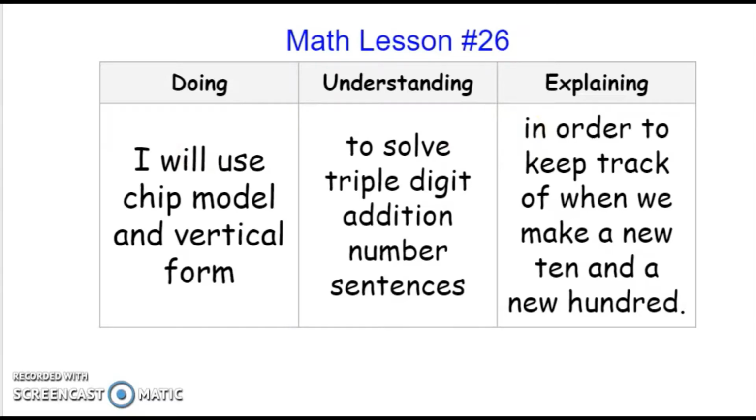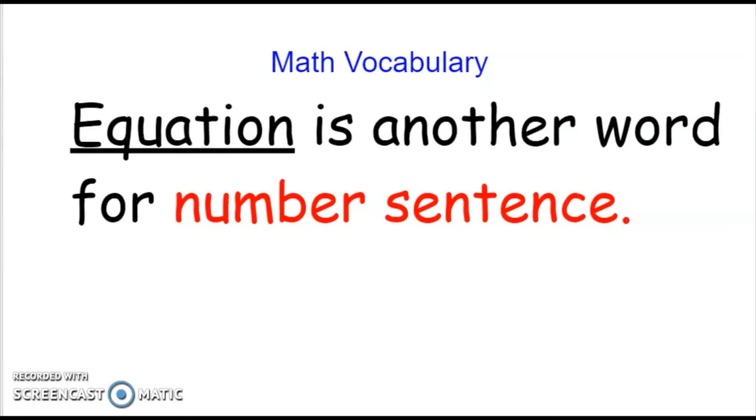Let's quickly review our math vocabulary. This one is not new, but it's really important to remember and to know immediately. Equation. Equation is another word for number sentence. It is the technical term and it is the math term for number sentence. So when you hear me saying equation, I also just mean number sentence. Let's go ahead and jump straight into our teacher model.